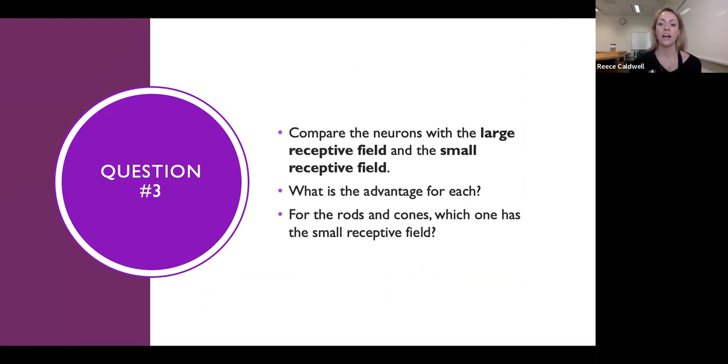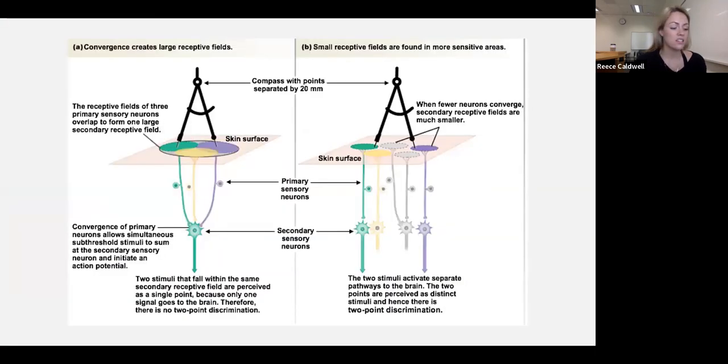So now we're going to look at large and small receptive fields, the advantages for each, and which one works with rods and which one works with cones. So here's another figure from your textbook, as well as Dr. Chang's slide that I really like because I think it's a great visual for explaining large and small receptive fields. So let's go ahead and start breaking it down.